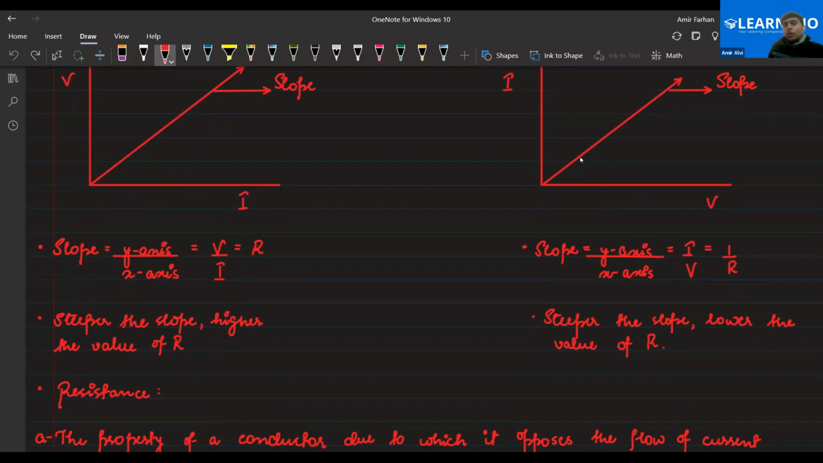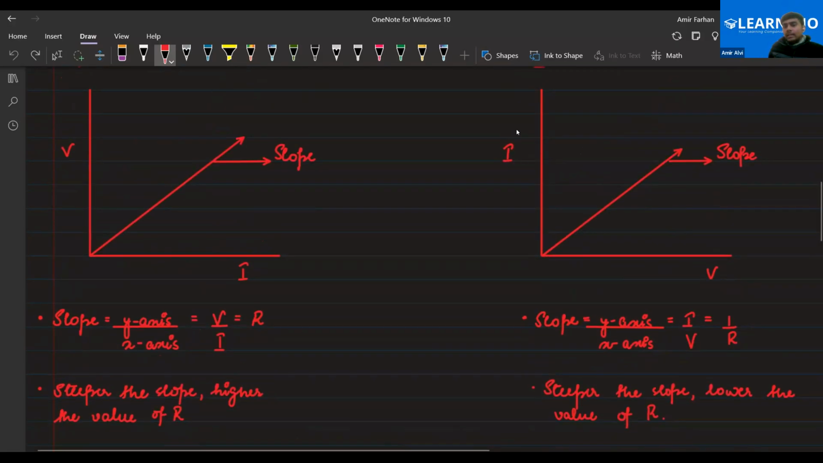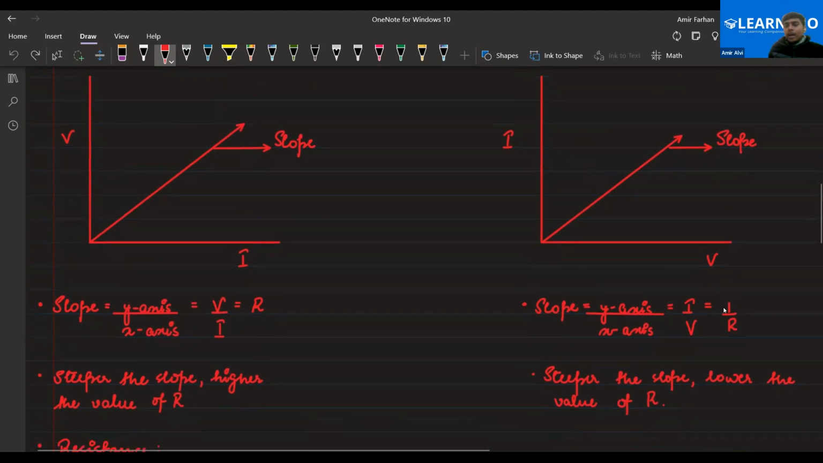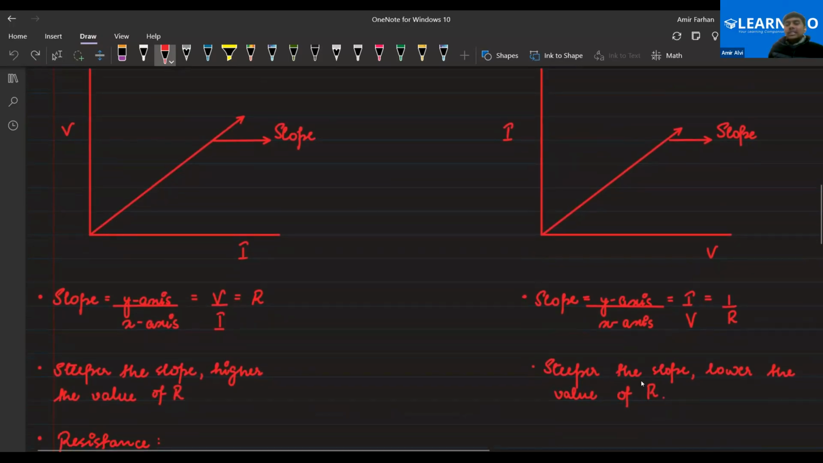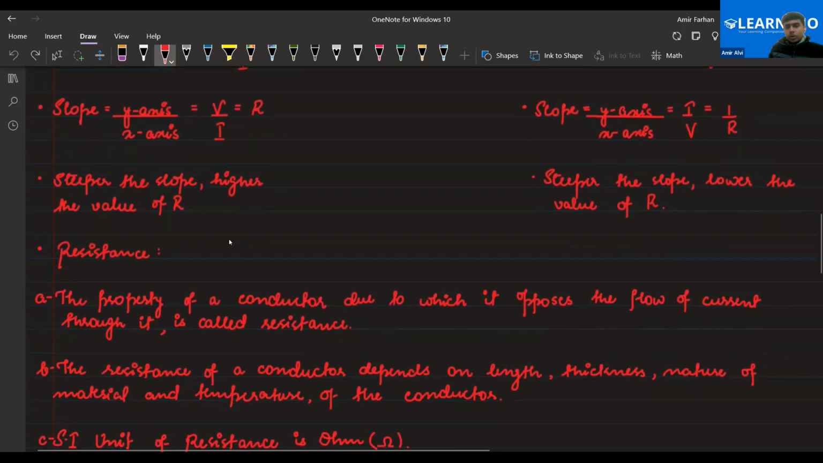Okay, and if you talk about the I versus V graph, the y-axis is I, the x-axis is V, so I by V. Okay, so that is 1 by R. It is the inverse. That means the higher the fraction, the lower will be the value of R. So the steeper the slope, the lower will be the value of R because it is the inverse of it. Is that clear, everyone? Do let me know. Yes, sir. Good.